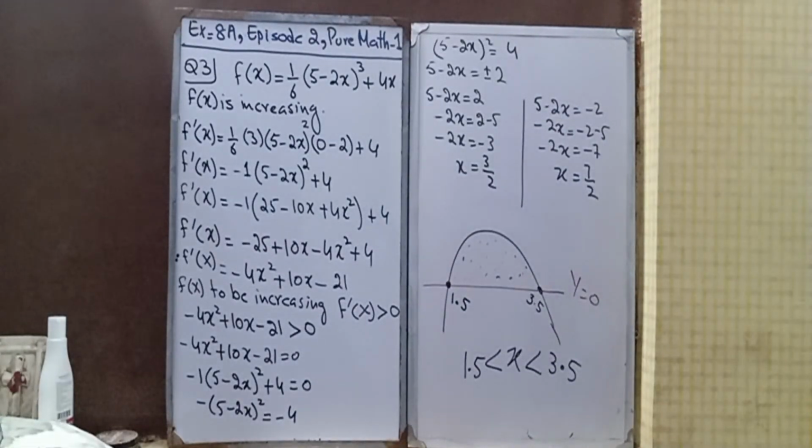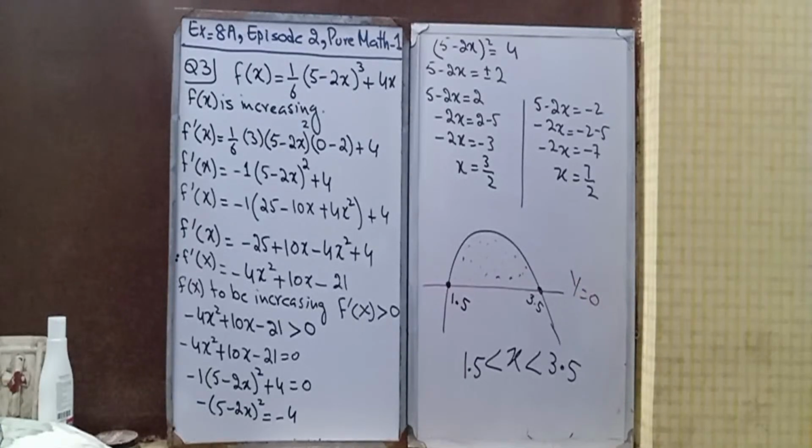If we have not made any mistakes, our answer is right. In the book, the answer is: x is greater than 1.5 and x is less than 3.5. So this is how you will do this.